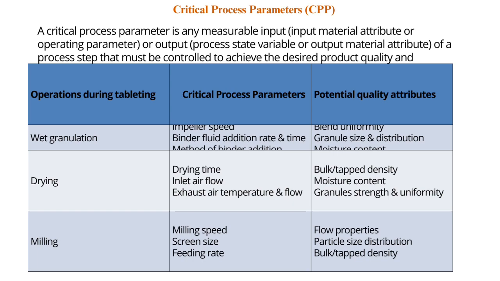Drying is another operation during tableting. Here we see the drying time in the CPP, inlet air flow, and the exhaust air temperature and flow. In the case of potential quality attributes, the density is an important parameter, along with the moisture content, and the granule strength and uniformity. In milling operations, speed, screen size, and feeding rate are the CPP parameters, whereas potential quality attributes are flow properties, particle size distribution, and bulk and tap density.